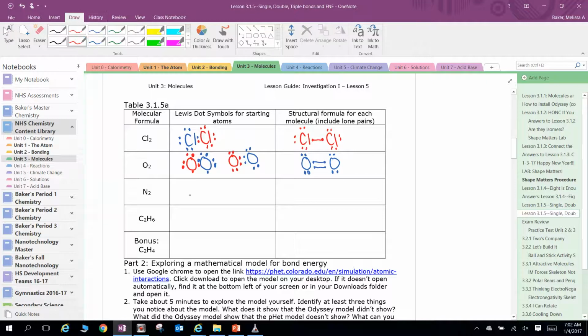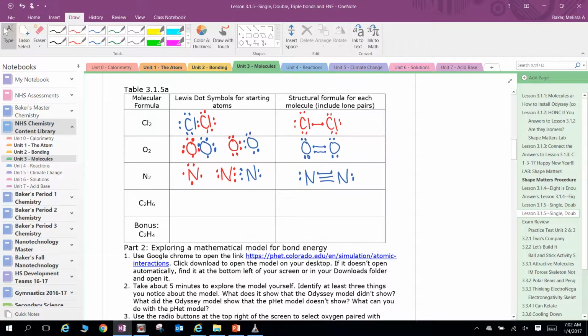Nitrogen has 5 valence electrons. 1, 2, 3, 4, 5. So 3 lonely electrons. So right away I'm going to face the 3 lonely electrons all next to each other to show that they're going to form a triple bond. And so when I rewrite this over here, sometimes I'll draw the dots on the ends of the lines. That's not really necessary. I like to do that to show where they came from. But again, not necessary.